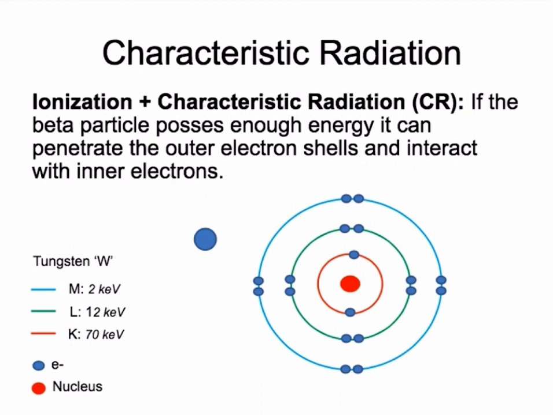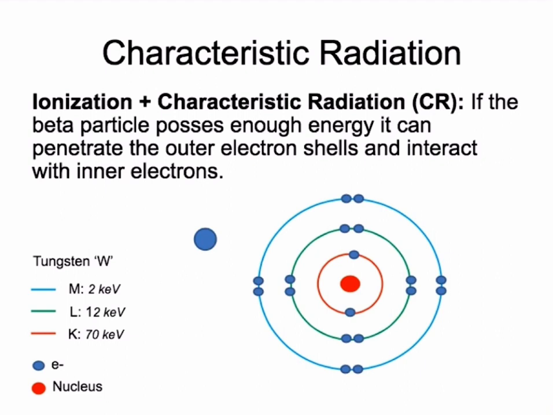To interact with inner shell electrons and cause ionization, more energy is required, as you need to first penetrate the negatively charged outer electron clouds, and then the electrons orbiting within these inner shells, such as the K and the L shell, will have higher binding energies which need to be overcome in order to cause ionization.